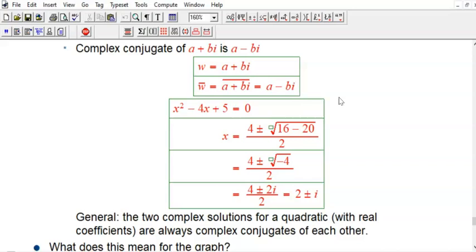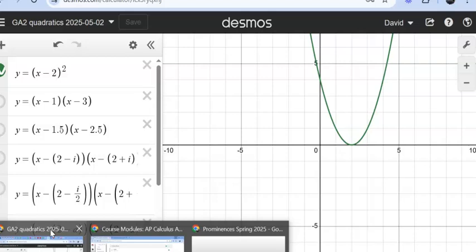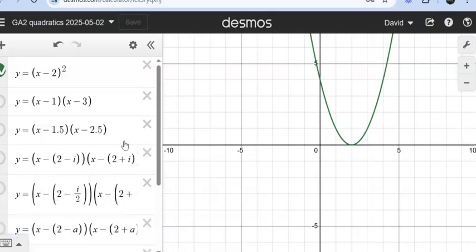We'll talk about that very briefly. We don't have a lot of time. So this gets pretty formal here. What does this mean for the graph? Let me just show you real quick, and I want to show you the relation to factoring. So let me switch over to Desmos for that. So here's Desmos. Okay, so let's just look at some examples.